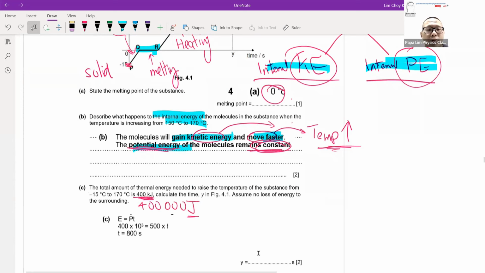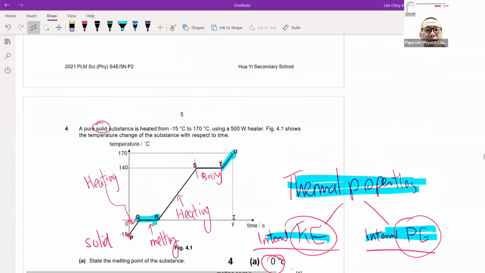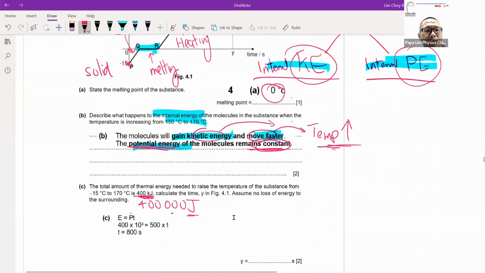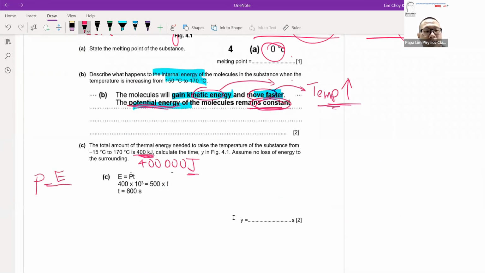Assume no heat loss. What's the power given? 500 watts. What does power mention to you? The power formula. Power equals energy divided by time, a.k.a. energy is power times time.